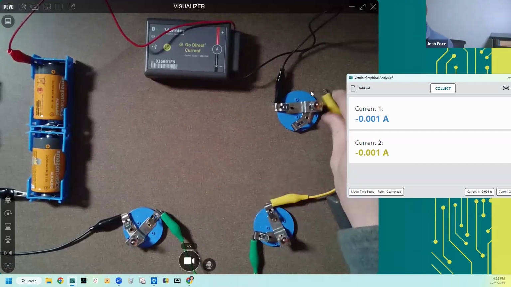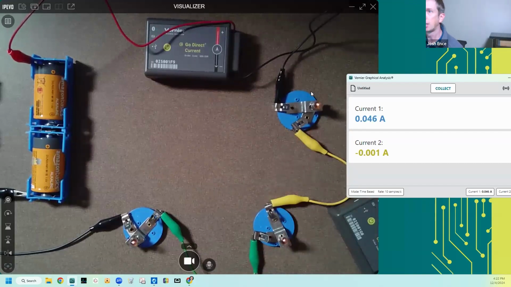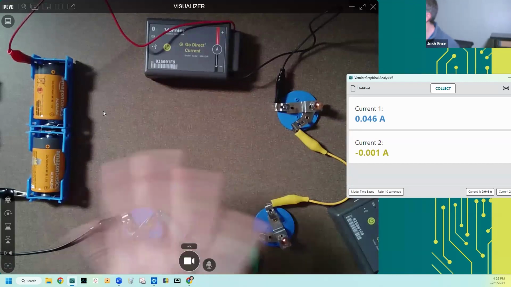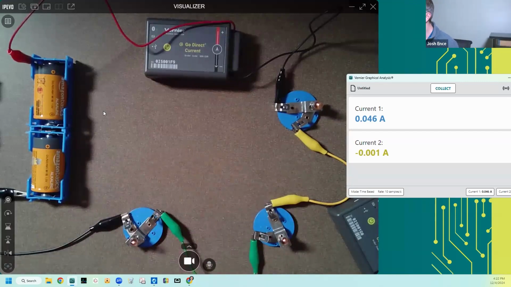So let's go back to this. Like I said, this is a great introduction to circuits because students can play without you having to worry about them blowing things up, the smoke escaping. There aren't any real wrong answers.